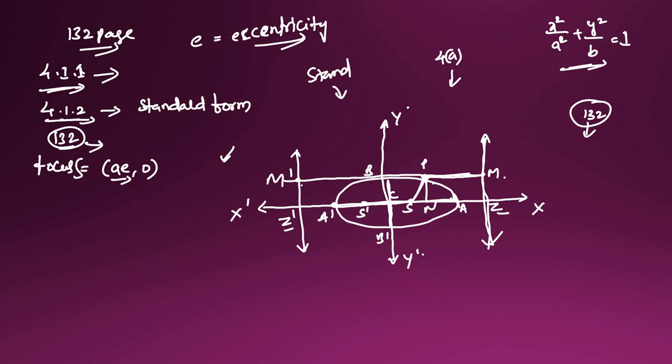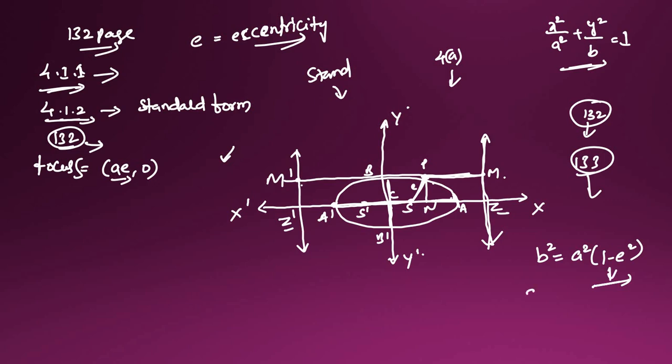Eccentricity means the distance E, and there is a formula on page number 133. You go through page number 133 and at the end you will find that b square is equal to a square into 1 minus e square. In this you will find e. So I will do that again.